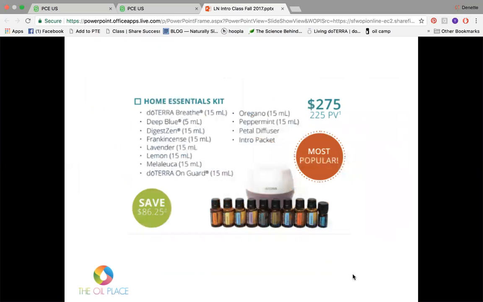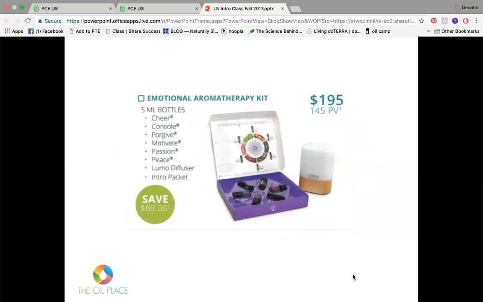The next popular kit is called the Home Essentials Kit. This is going to come with the top 10 most used oils and the petal diffuser. All of the oils in this kit are going to be the 15 milliliter size bottles, which a 15 milliliter bottle has about 250 drops per bottle.